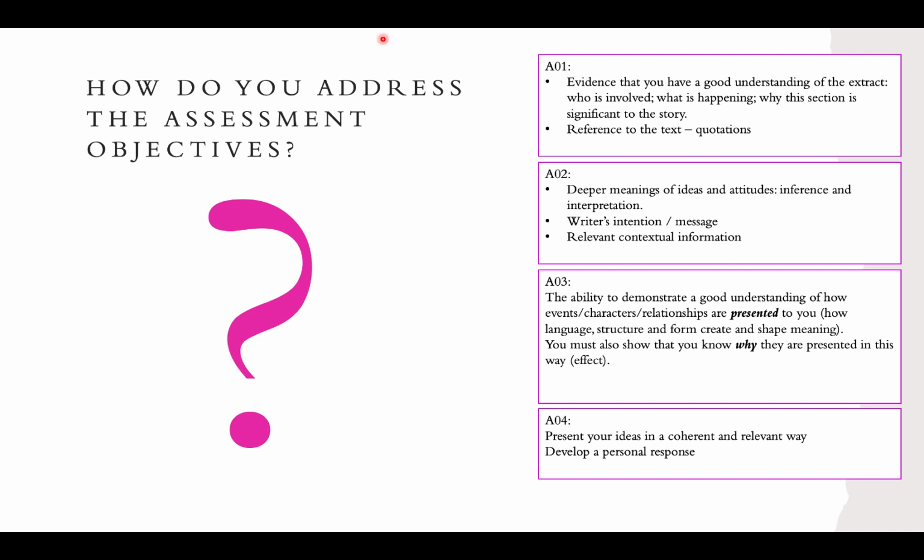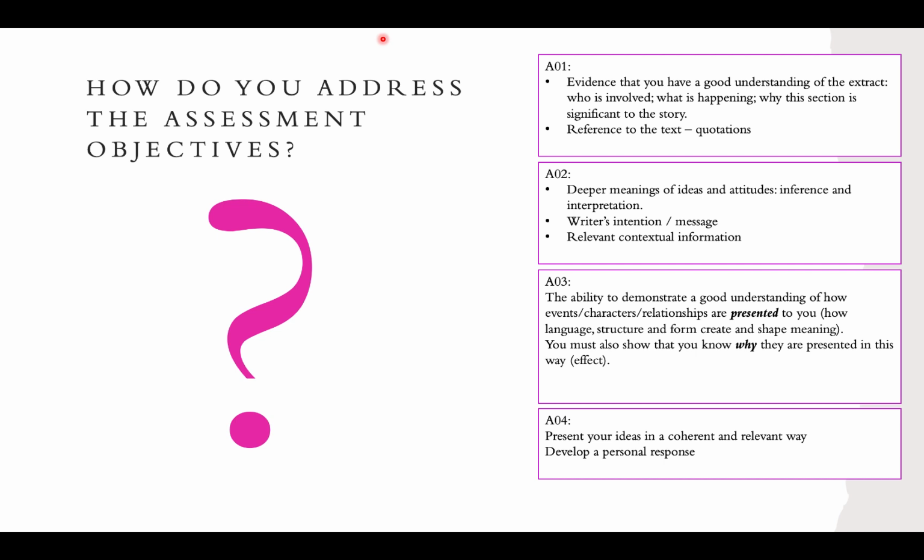AO2 refers to your ability to pick out and comment on the deeper meanings and ideas and attitudes, inference and interpretation. So you want to be able to make your own inferences based upon the language used, the devices used, and you want to interpret meaning. Think about the writer's intention. What is Miller's message here? What's his purpose? What is he trying to show you? What does he want you to understand? What does he want you to think?